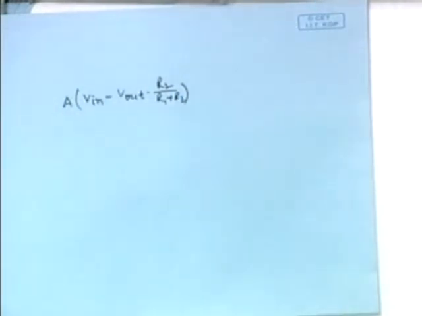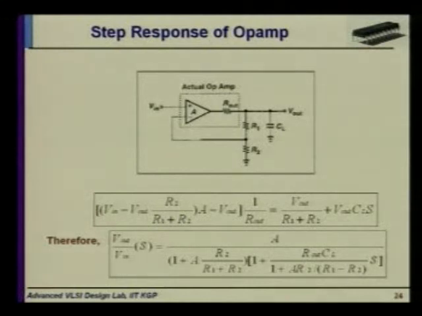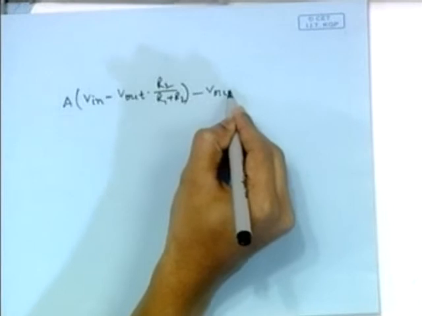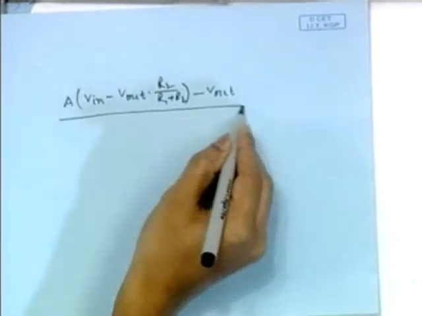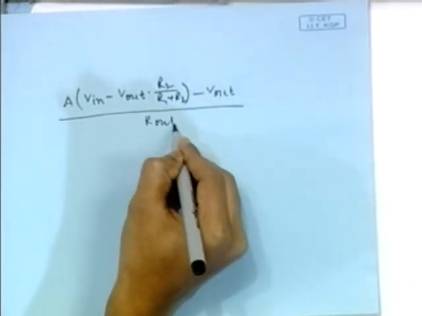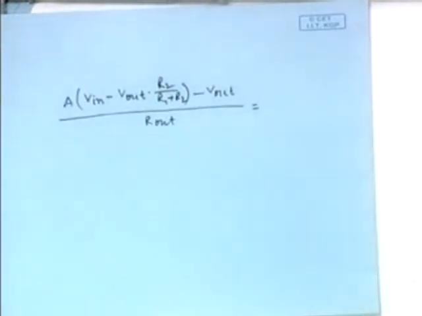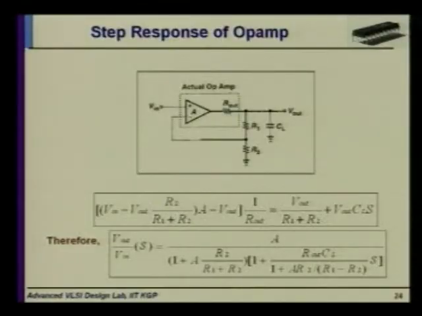This is the voltage just at the output of the op amp, and this minus V out divided by R out will give you the current flowing through R out. And what is the value of that current? I mean, equal to what?